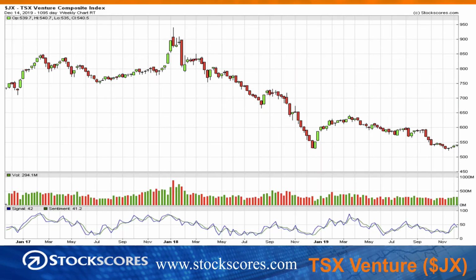TSX Venture continues to be a lousy place to be for short-term and long-term investors. The trend is down. There's really no sign of life here. And so until there is, I would be very selective on this market.